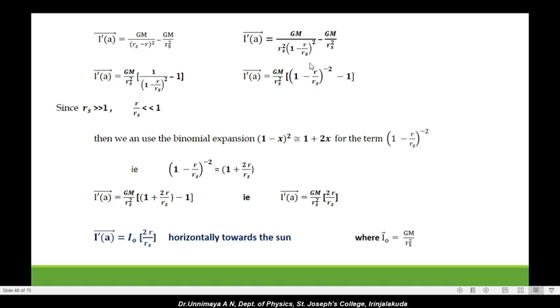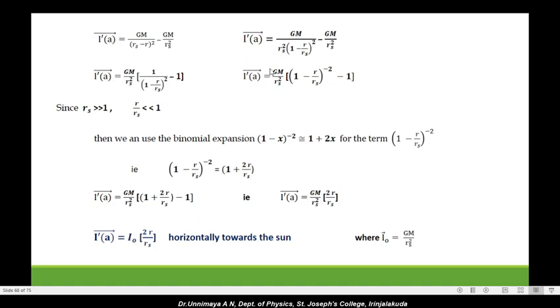We are going to find the binomial expansion of (1 minus r by Rs) raised to minus 2. I made a mistake here. The binomial expansion of (1 minus x) raised to minus 2 is 1 plus 2x. A small mistake happened, so please note this. So the binomial expansion of (1 minus r by Rs) raised to minus 2 will be equal to 1 plus 2r by Rs.